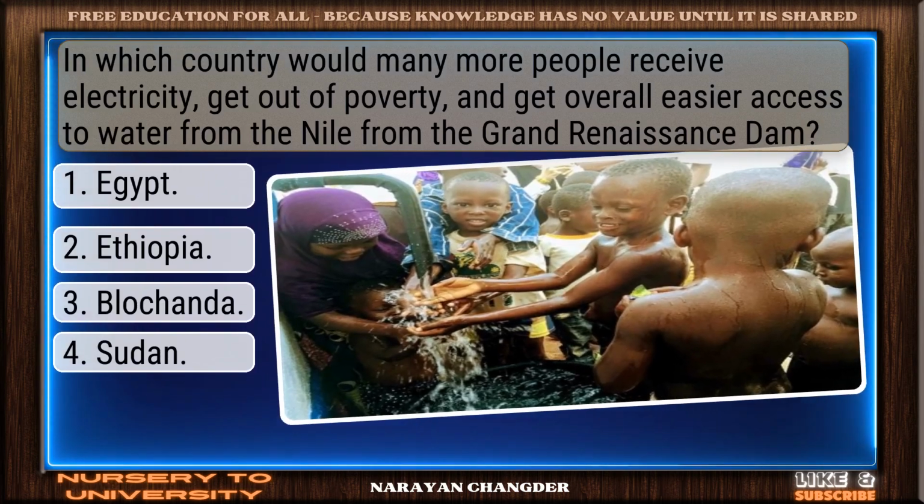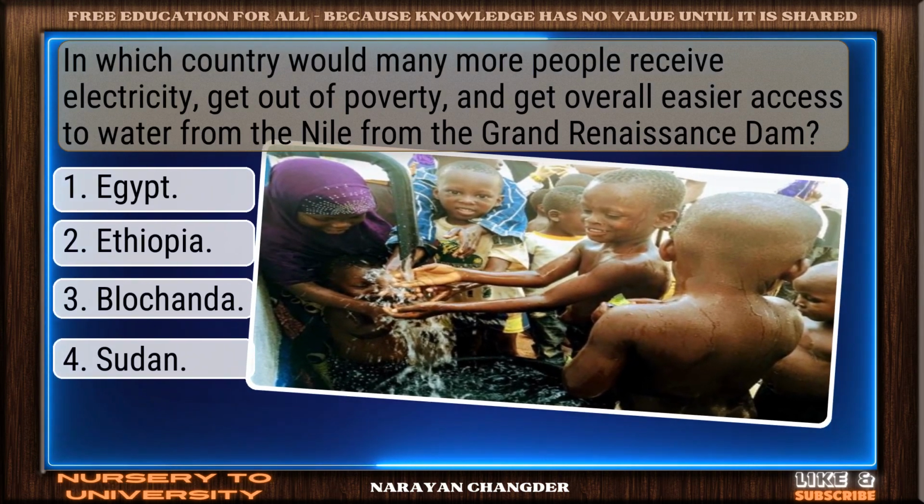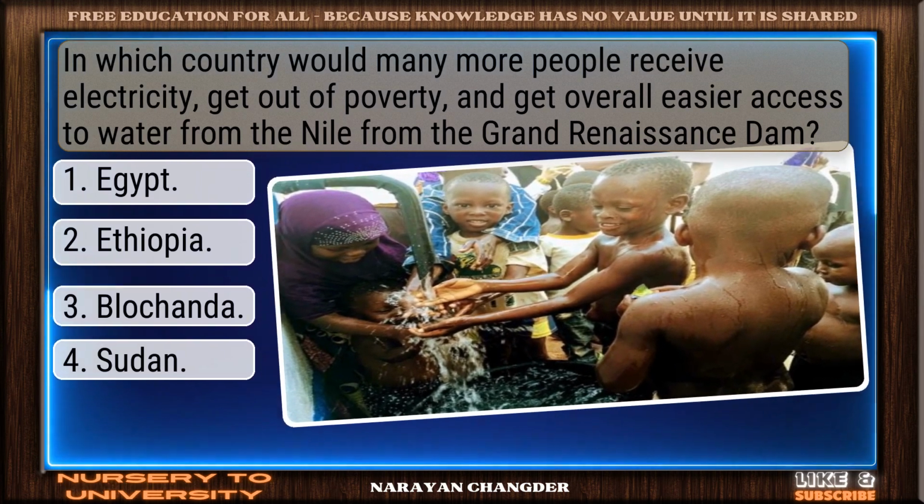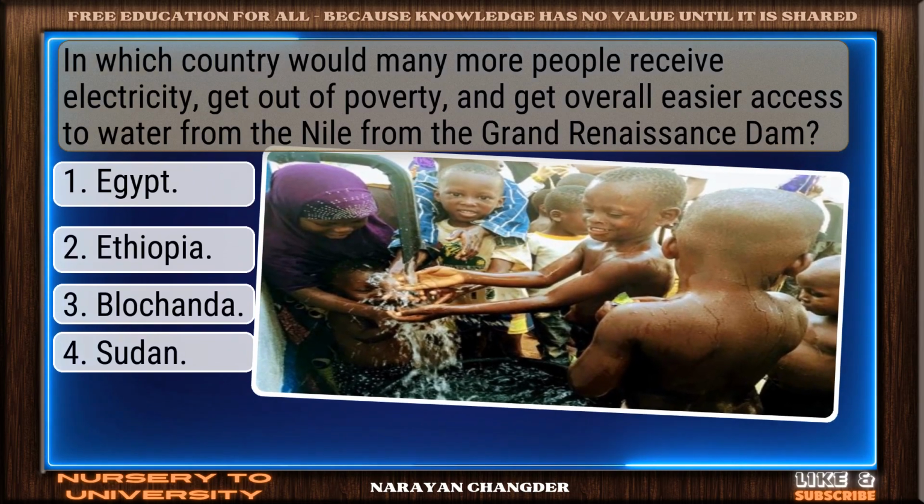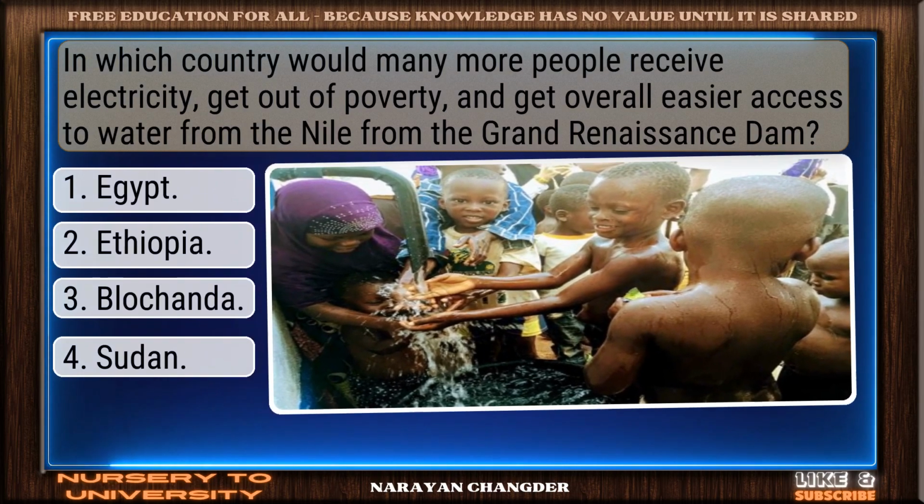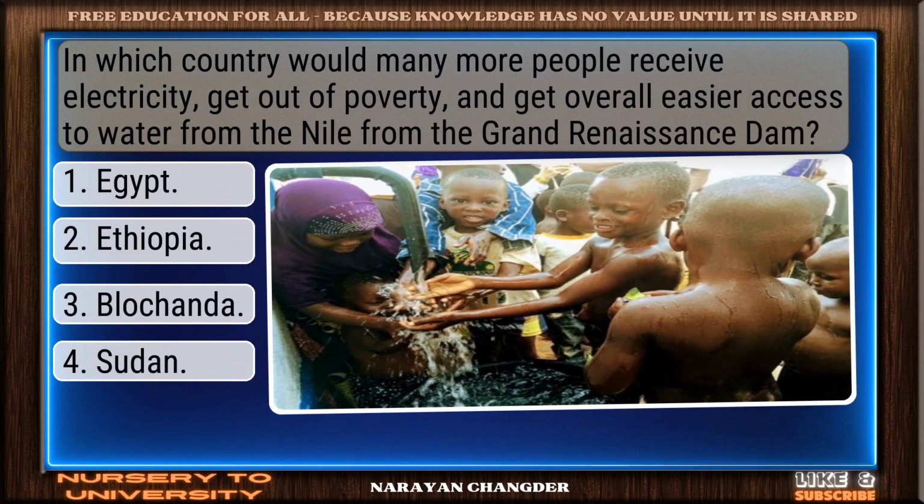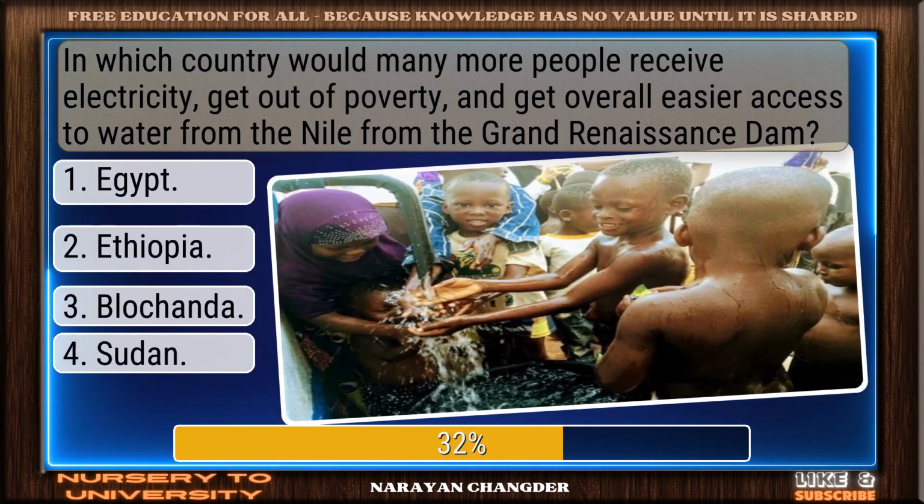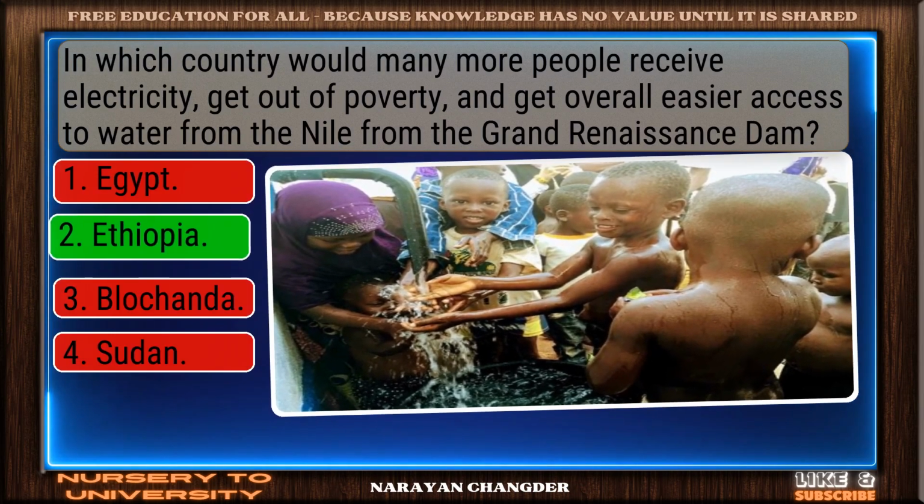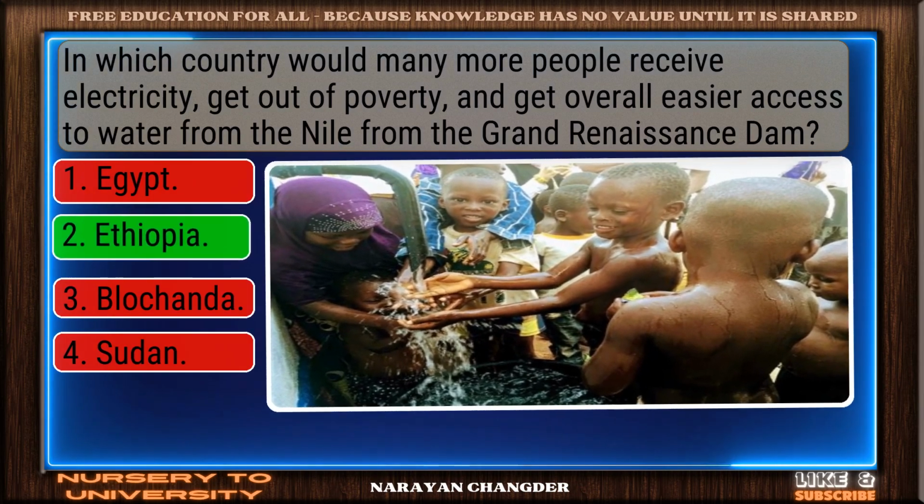In which country would many more people receive electricity, get out of poverty, and get overall easier access to water from the Nile from the Grand Renaissance Dam? Clear logic. Ethiopia is sound.